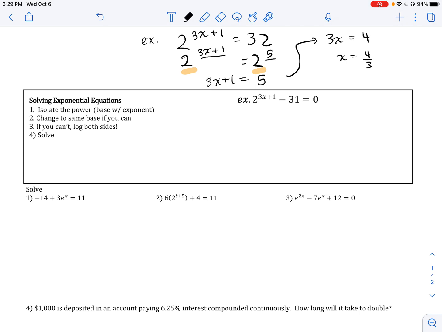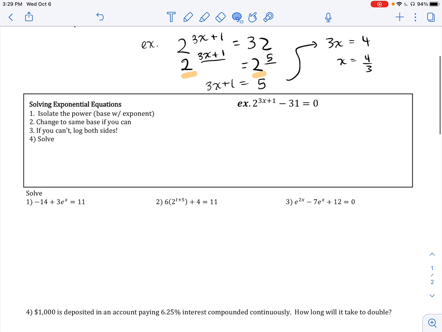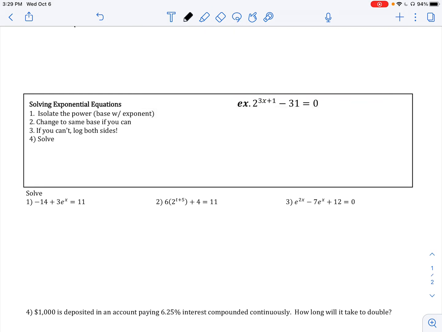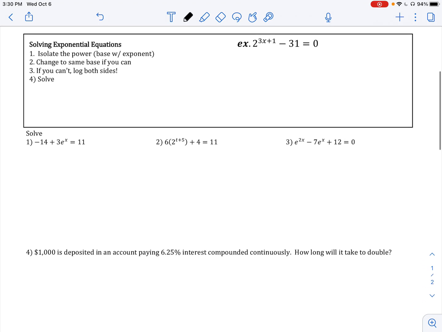Now, unfortunately for us, sometimes, well, I don't want to say unfortunately, it opens up a new set of possibilities, but sometimes we're going to have problems where we cannot write the other side in terms of the same base. So take, for example, this problem here. 2 to the power of 3x plus 1 minus 31. Well, if I want to isolate my power, move that 31 over to the other side, 31 cannot be rewritten as something in terms of a base 2. So what would we do then?